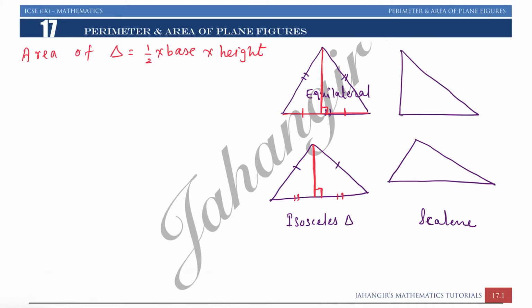Now if we have scalene triangle like this, where we have A, B and C, all three sides are unequal. So here to find the area of this, if we know height and the base, we can easily find area using half BH. But if you don't know height, then we can find area using Heron's formula. So for that, you have to first find semi-perimeter, that is S. S is semi-perimeter. Let me write it down.